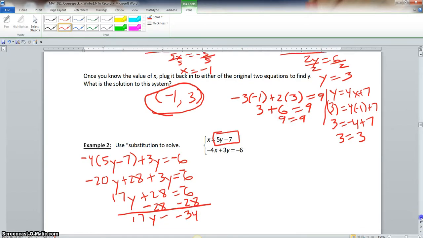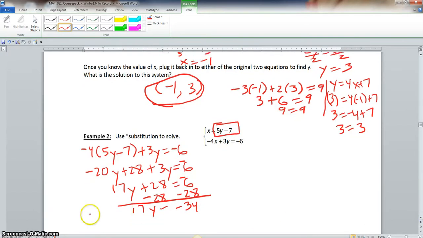Now we need to divide each side by 17. Well, actually it should be a negative 17. We divide each side by negative 17. And our answer would be y is equal to positive 2.